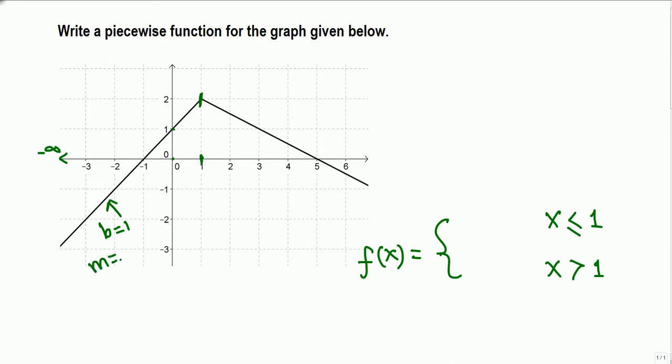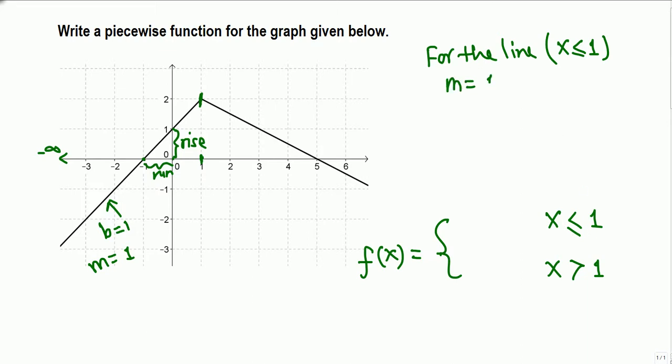Okay, slope is rise over run. Let's look at here, negative 1 to 0, that's the run part, 0 to 1 is rise. So this is rise and this is run. So rise is 1, run is 1, 1 over 1 is 1. So for this line y-intercept is 1 and slope is 1. So let's write for the line, that means for x less than or equal to 1, line slope is 1 and y-intercept b is 1.